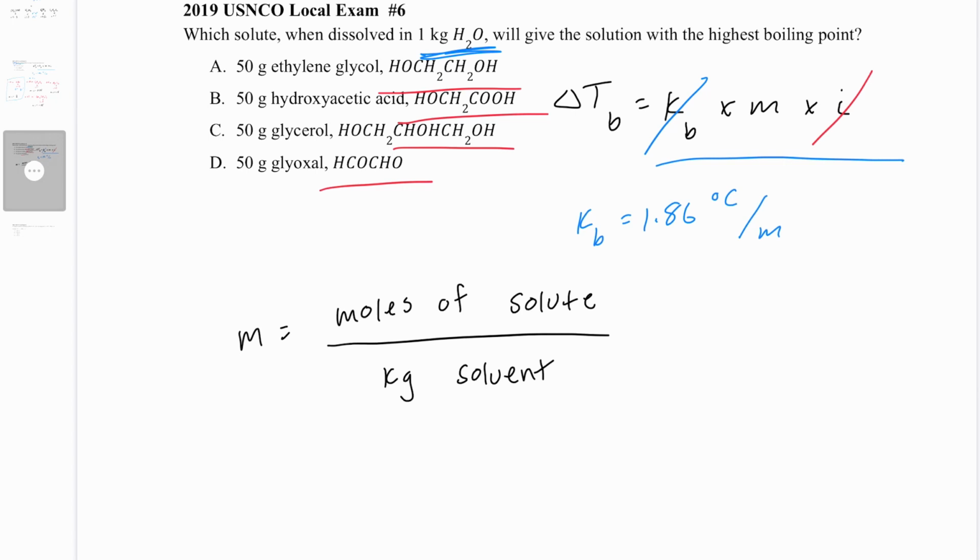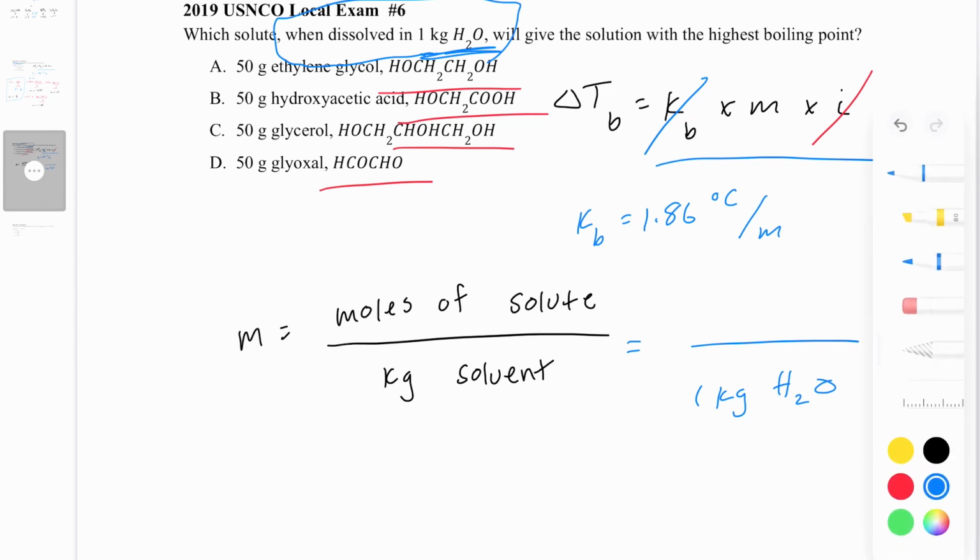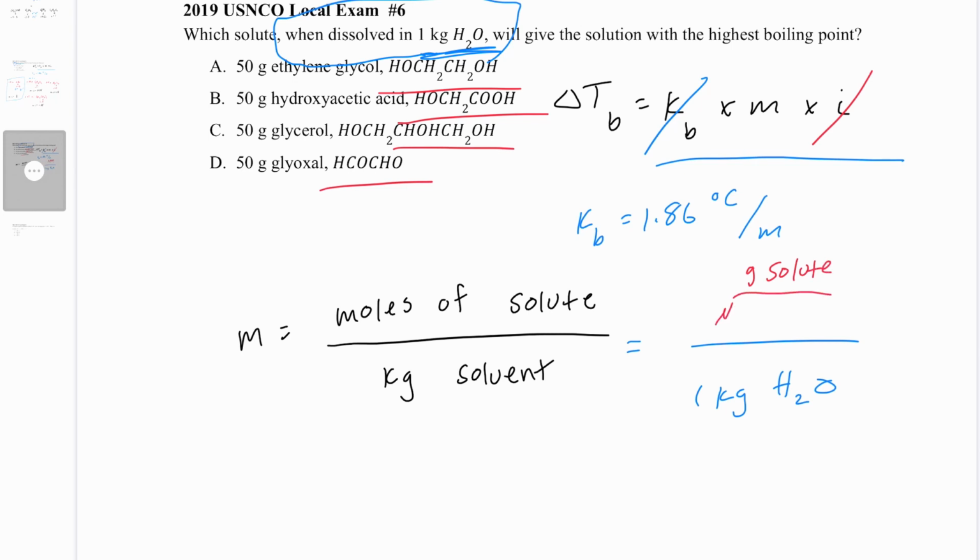And the thing about this definition is that one of these is going to stay the same in our case. We know that the kilogram of solvent is going to be 1 kilogram of water, and we're told that in the problem, where it's dissolved in 1 kilogram of water. So what we're really looking for is which answer choice maximizes the moles of solute. Moles of solute is grams of solute over the molar mass of that solute. And since we have 50 grams of all of these solutes, what we're really looking for is which answer choice minimizes the value of the molar mass.